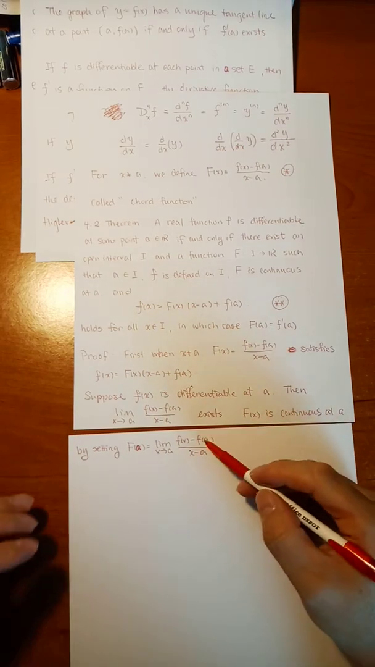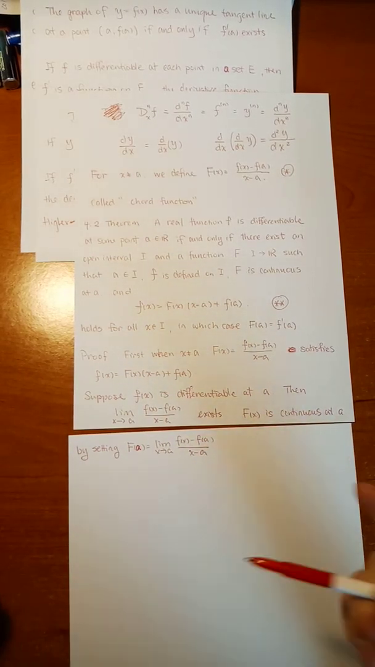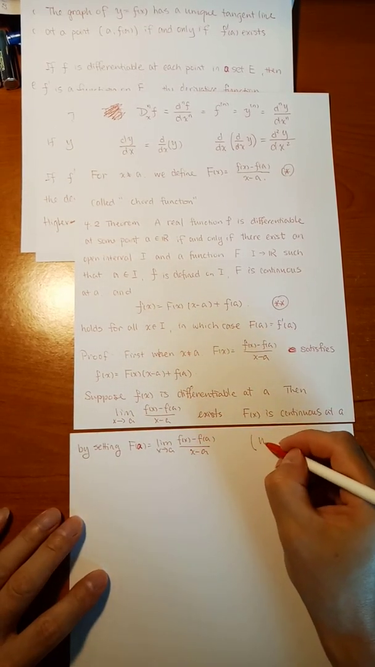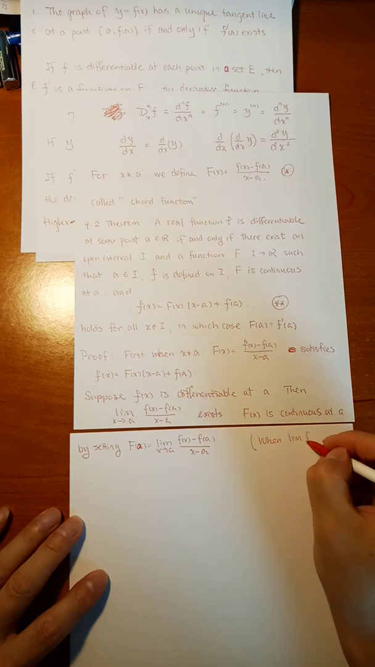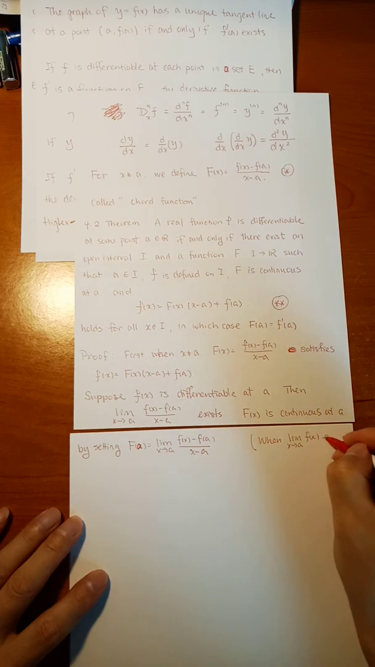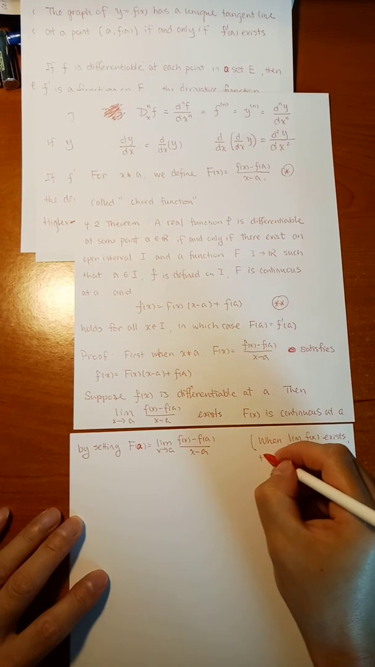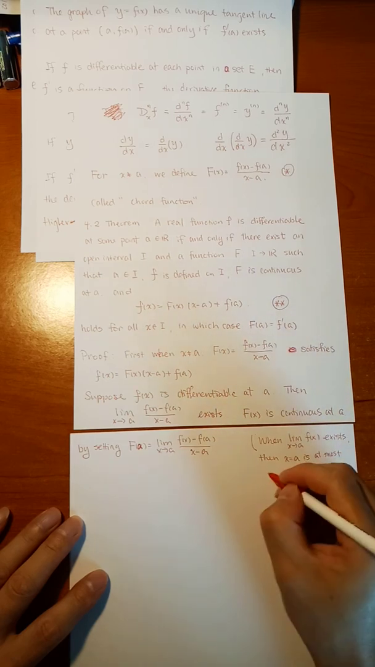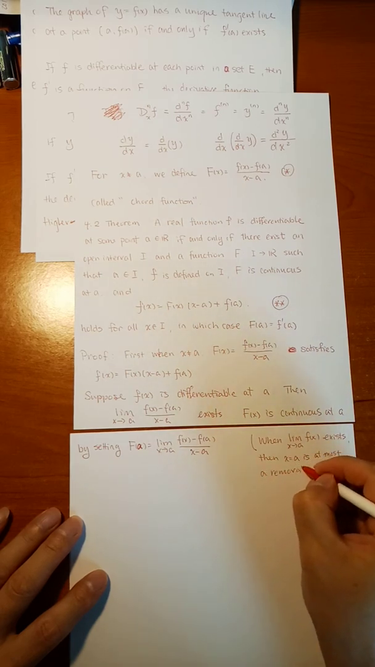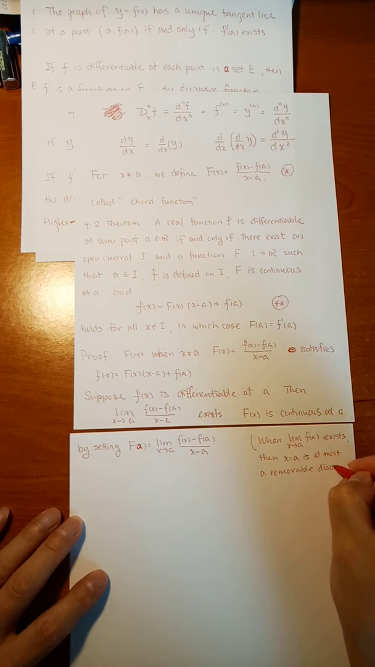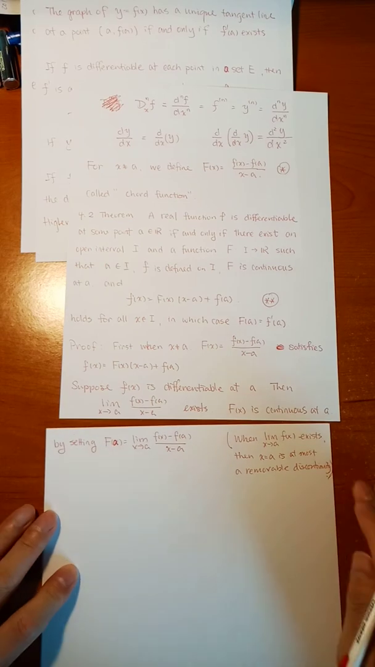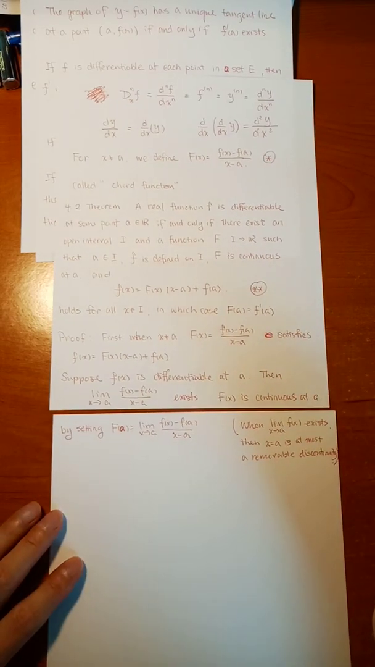Remember that whenever the limit at a point exists, that point is at most a removable discontinuity. So when the limit exists, then x equal to a is, in the worst case, a removable discontinuity. So it's not bad. Whenever you have the limit, it is almost equivalent to continuity.